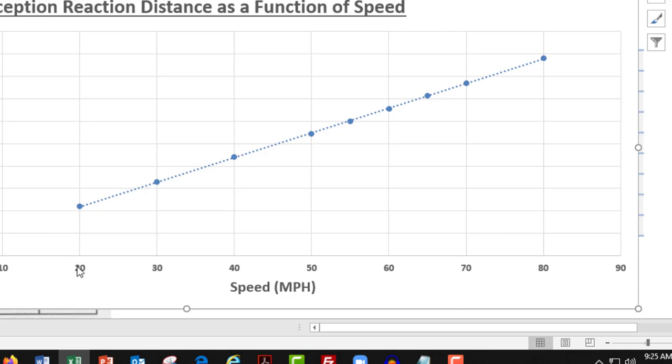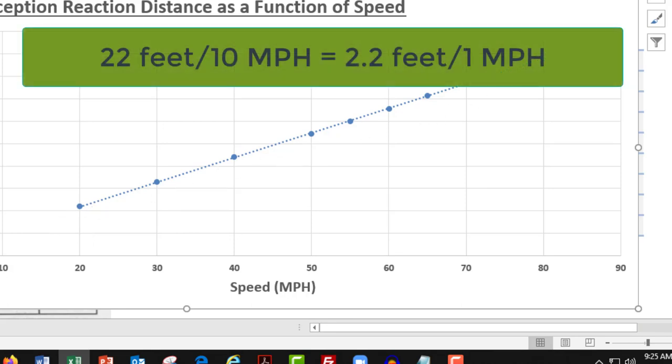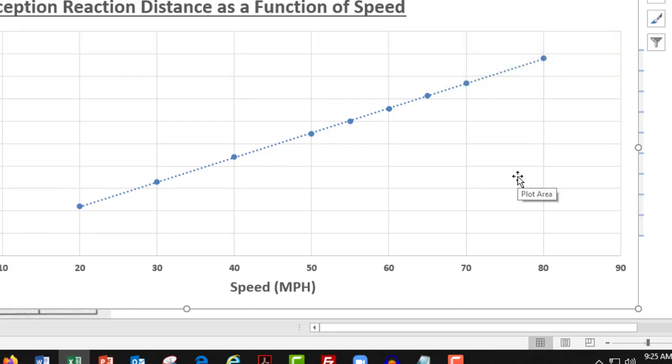And since for every 10 miles an hour increase it's a 22 feet increase, that means for every additional mile per hour you increase, you add 2.2 feet of perception distance. And this is one of the benefits of a linear relationship, that it scales. By definition, it's going to scale. So that's the slope of the line, so to speak. It's 2.2 over 1, or 22 over 10, or any number of relationships you could write this out as. But the idea is it all reduces to 2.2 over 1.